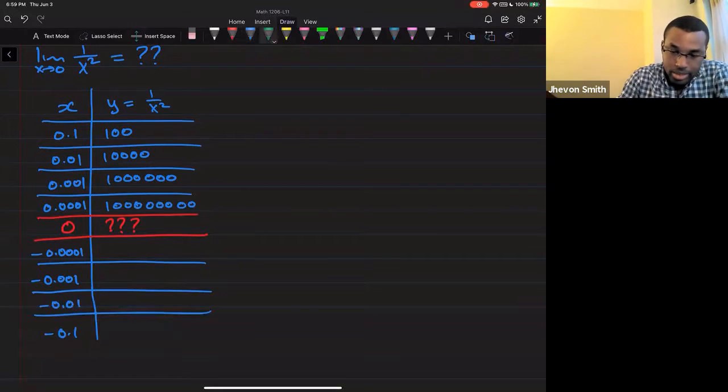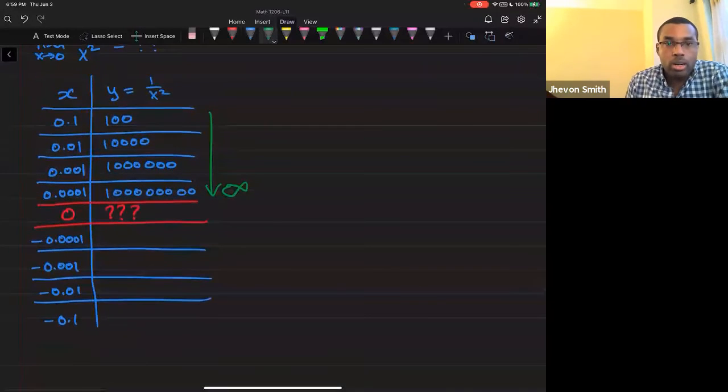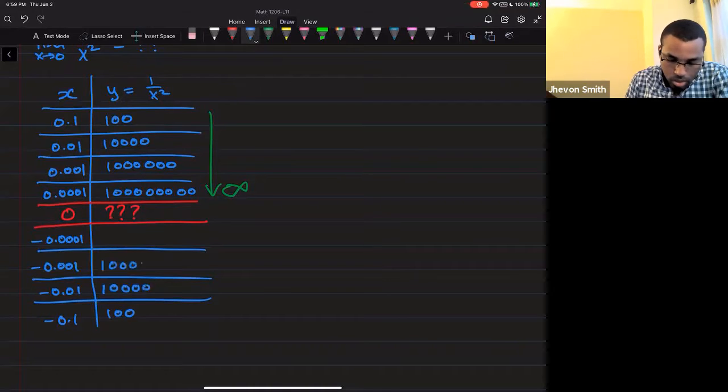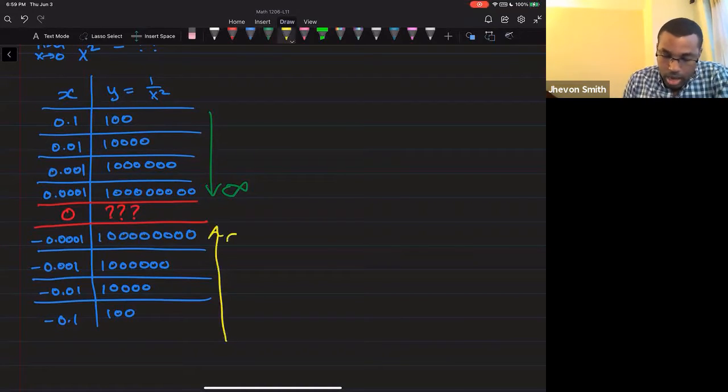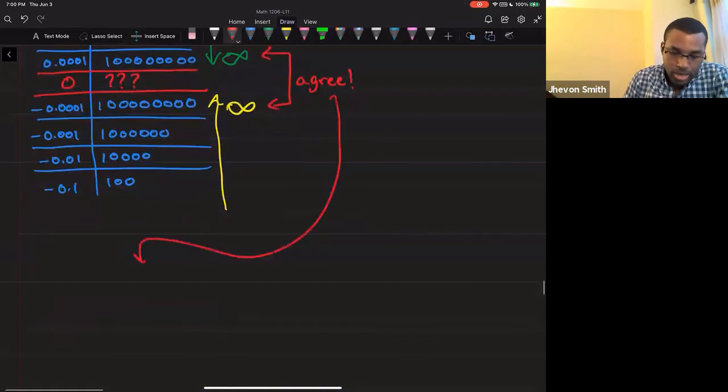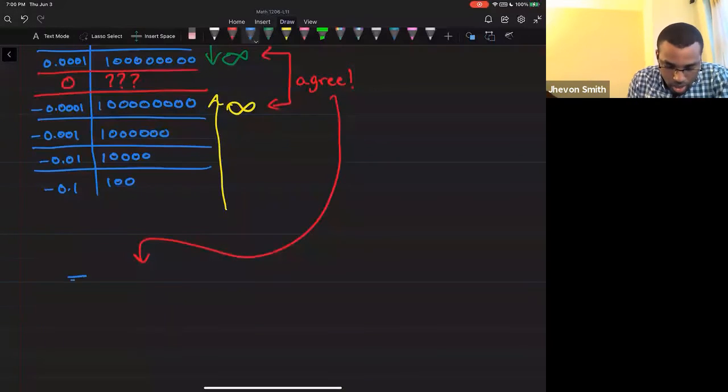Right, so clearly this side, we're going to infinity. Now, because it's a square, the negatives are going to turn to positives. So I'm actually going to get the same sort of numbers here. So from this side, I'm also going to infinity. And then I see that, oh, they agree. And that tells me that the limit does exist, and I'll call it infinity.